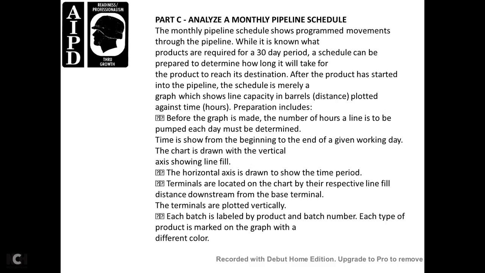The monthly pipeline schedule should be programmed with the movement of the product in the pipeline, which is required for the 30-day period. The schedule can be prepared to determine how long it will take the product to reach the destination after the product has started in the pipeline. The schedule is merely a graph that shows line capacity and barrels distance plotted against time in hours.